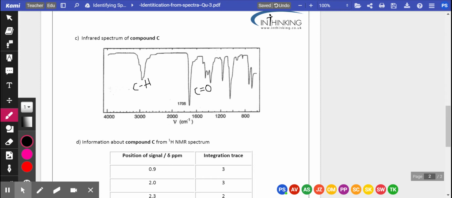We don't know if it's a ketone or an aldehyde, but because there are no peaks for an OH group, we can tell that it's not a carboxylic acid, and it doesn't contain any OH alcohol groups either. So infrared gives us some information, granted, not so much.